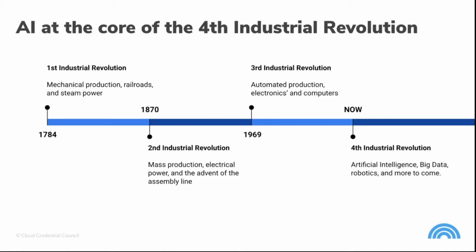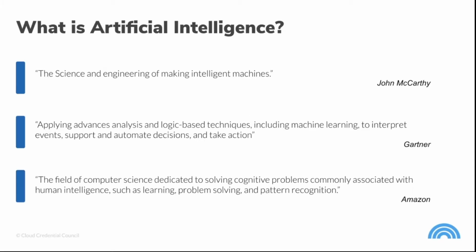AI was actually first coined in 1955 by John McCarthy and a few other scientists that met at a conference in Dartmouth, US. Looking at the definitions of AI, there is no standard definition as such. John McCarthy defined AI as simply the science and engineering of making intelligent machines.